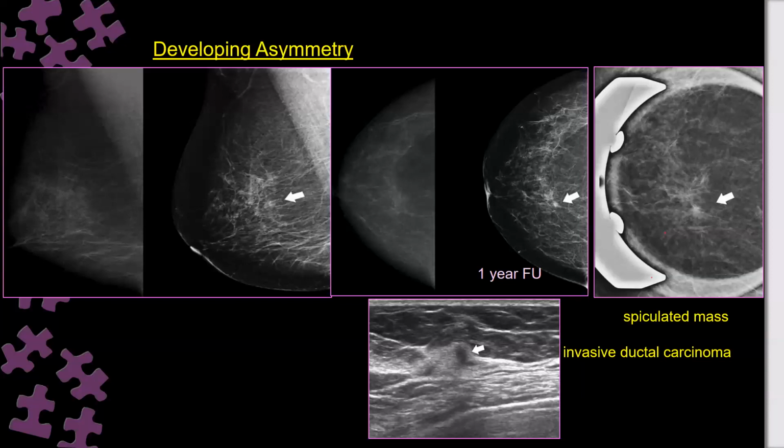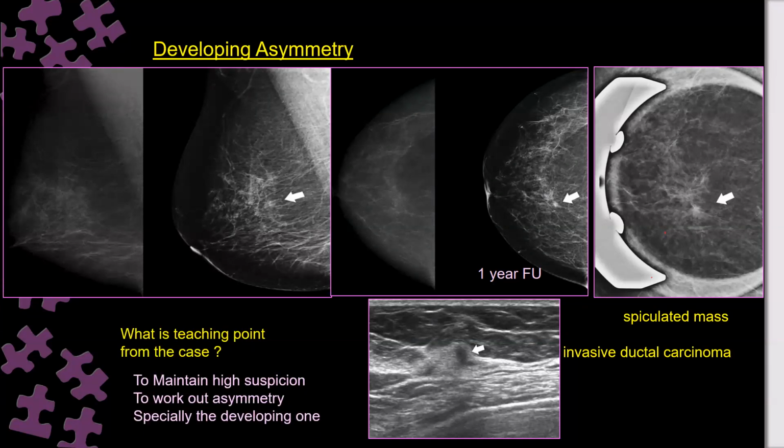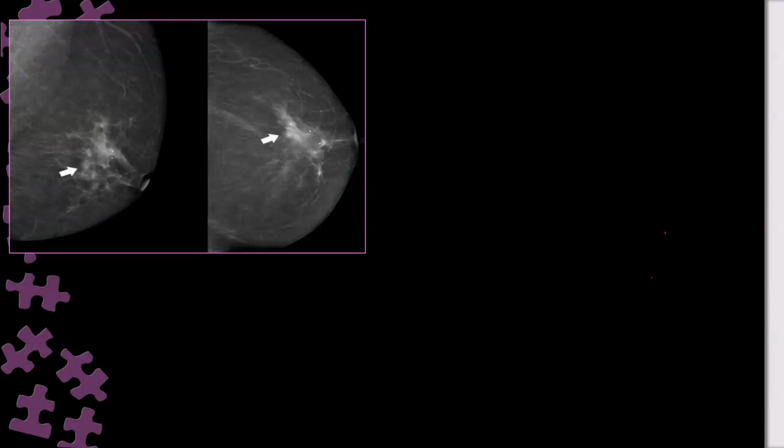We should be dedicated, and improve our level of suspicion. We have to maintain high suspicion to work out any asymmetry, especially developing asymmetry. Okay, so what about this?